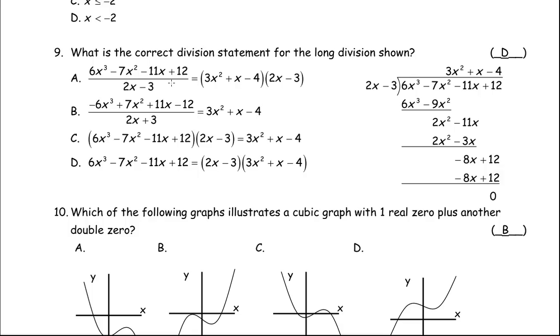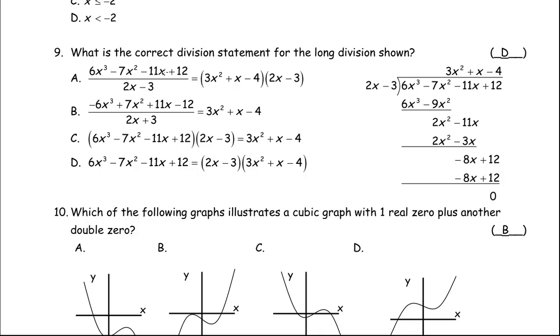For number 9, what is the correct division statement for this long division? And D is the correct answer because this polynomial was divided by 2x minus 3, and then we got a quotient of 3x squared plus x minus 4. Now, no remainder. So that means that this cubic should equal the product of 2x minus 3 and 3x squared plus x minus 4, which is what D says.